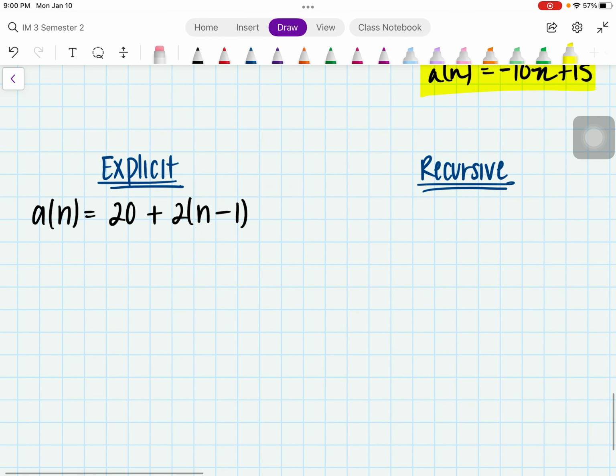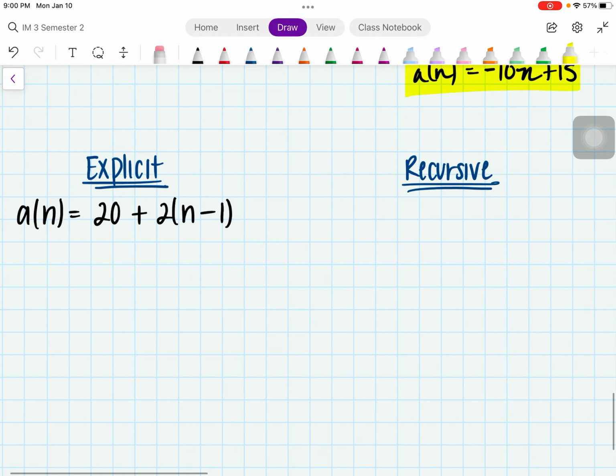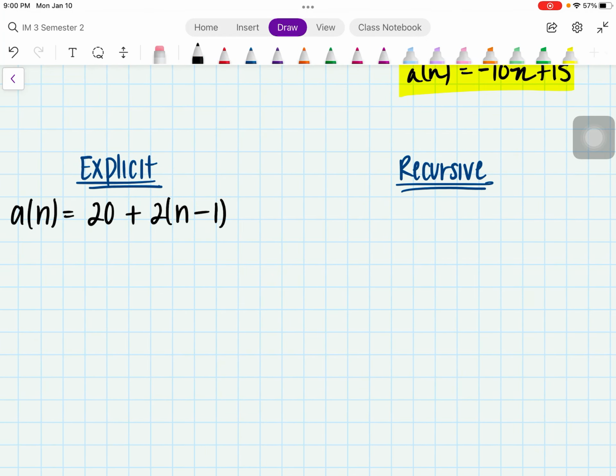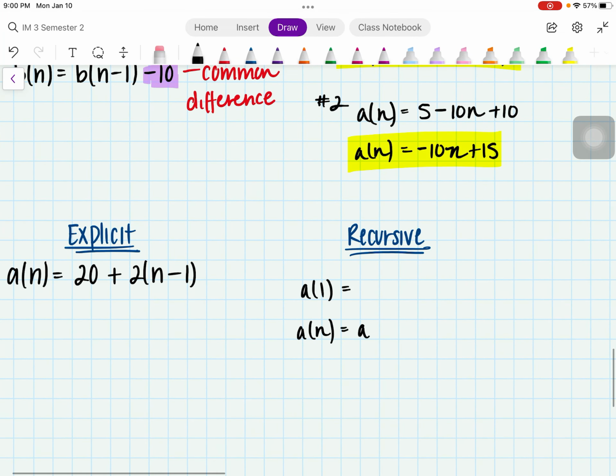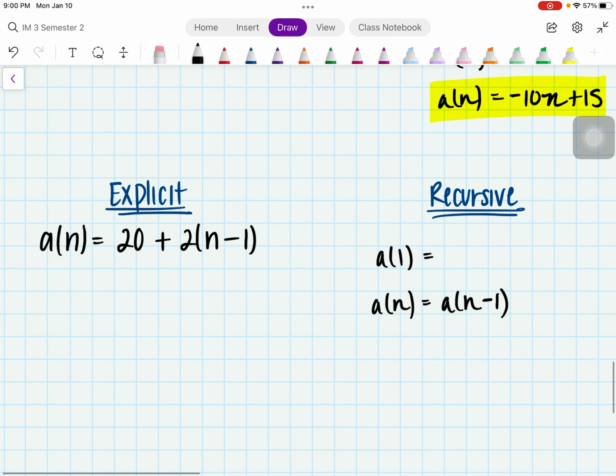So let's take a look at this last one. A of n equals 20 plus 2 times n minus 1. If we want to express this as a recursive, we need to identify our first term and our common difference. All right. So in this case, guys, once again, the first term is always going to be the constant, or most of the time it's going to be the constant in the sequence.